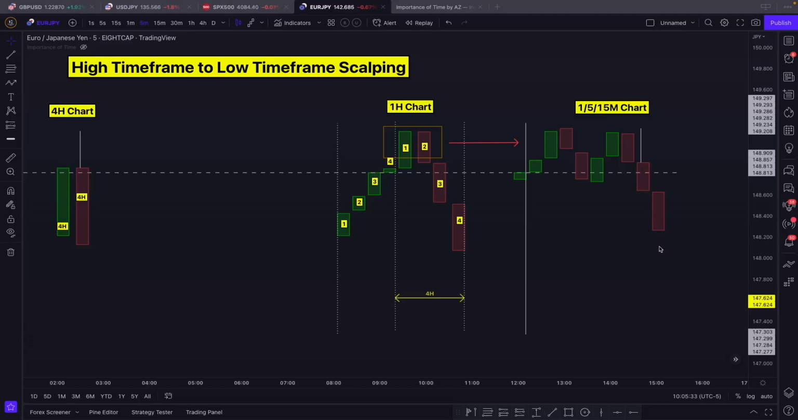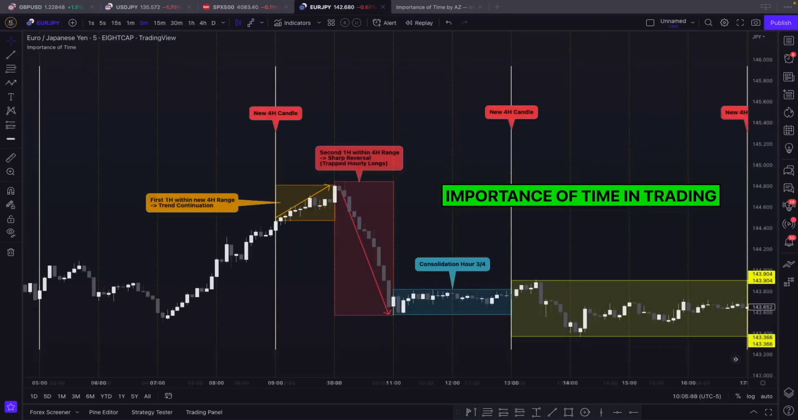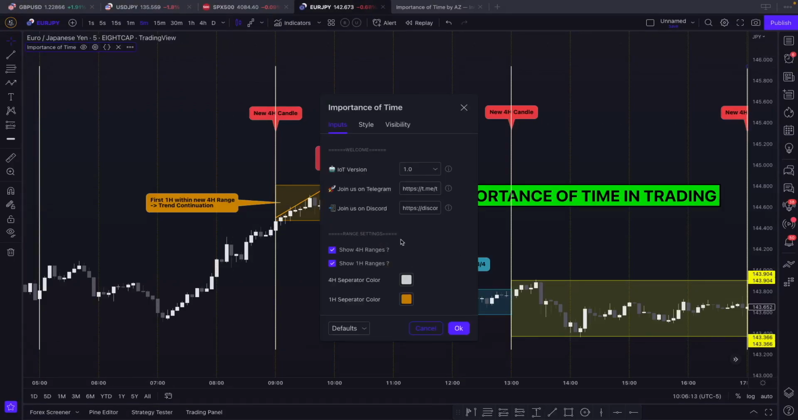before we are continuing in our intended trade direction. Let's have a look at a real chart example here on the Euro Japanese Yen 5-minute time frame. So with this new indicator, importance of time, it's not a big indicator, it's only helping you to basically stay on track with the higher time frame by scalping on a low time frame. So you can show the 4-hour ranges, which are highlighted here with this white stripe. You can also modify the colors, and you can also show the 1-hour period separators if you like to.